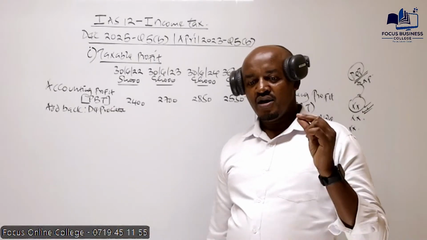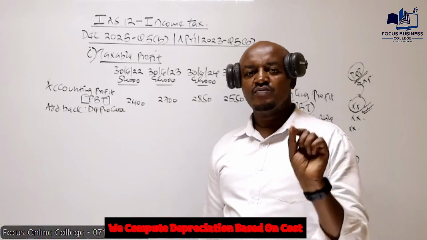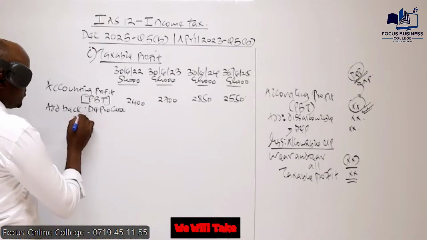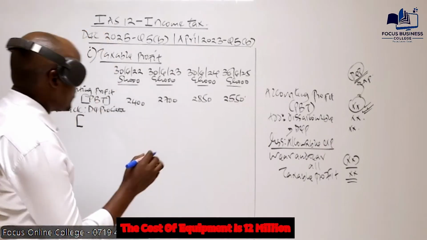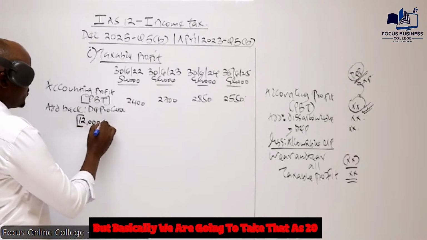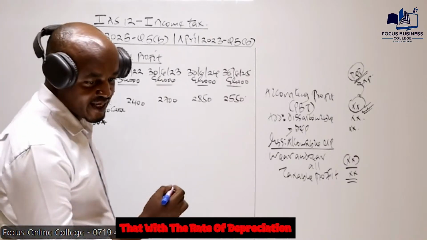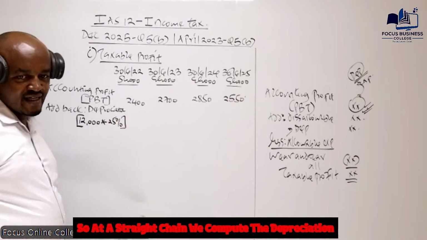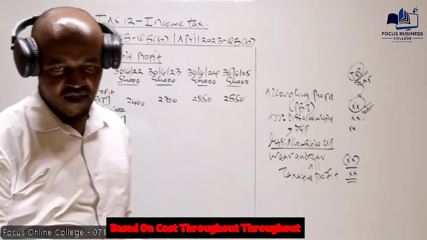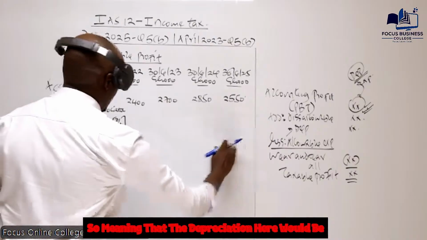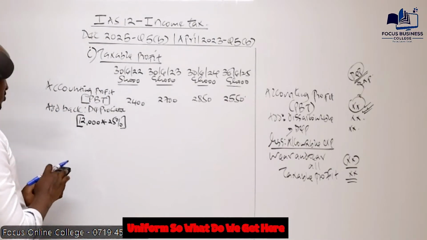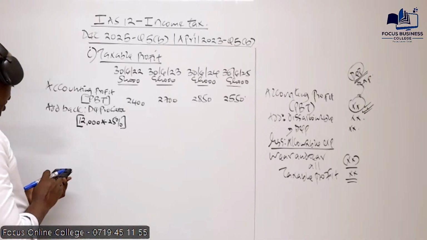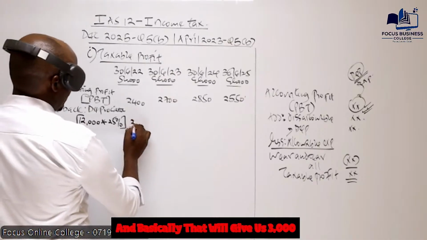Recall, when computing the depreciation using straight line, we compute depreciation based on cost. So therefore, to compute this depreciation per annum, we will take the cost of the equipment as per paragraph 1. The cost of equipment is 12 million, but basically we are going to take that as 12,000, and then you multiply that with the rate of depreciation. The rate of depreciation is 25%. So at the straight line, we compute the depreciation based on cost throughout, meaning that the depreciation here will be uniform. So what do we get here? We have 0.25 multiplied by 12, and basically that will give us 3,000.